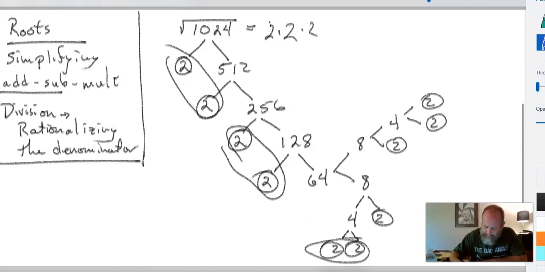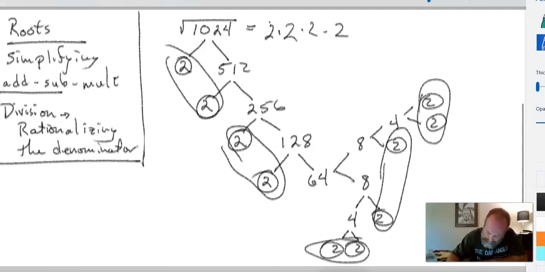Okay, so we have 3 of them. Let's see, I have another pair of 2's here. So that's another 2. And then finally, my last pair of 2's here. If I check over this, I don't have any other primes hanging out there, which means I don't even need the root. So this ends up being 2 times 2 times 2 times 2 times 2, which is 32.